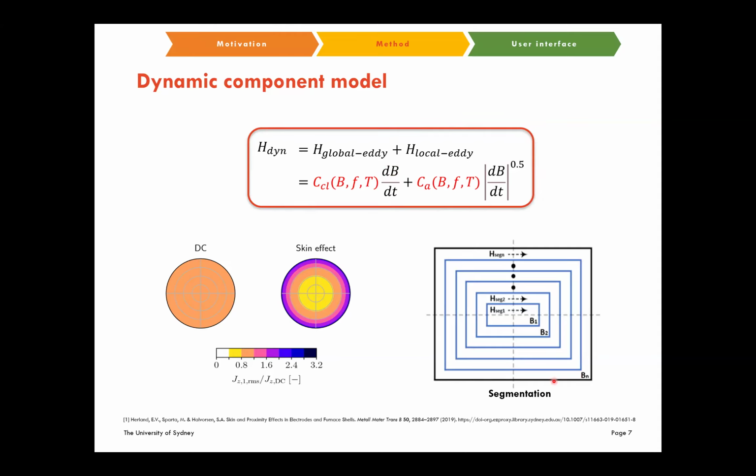We assume there are many segments in the cross-section, and inside each segment the flux density and the eddy current are uniform, so that we can use this equation. Similarly, the most difficult part is how to obtain the coefficients, the global eddy current coefficient and the local eddy current coefficient. We will also use AI to help us do this part.